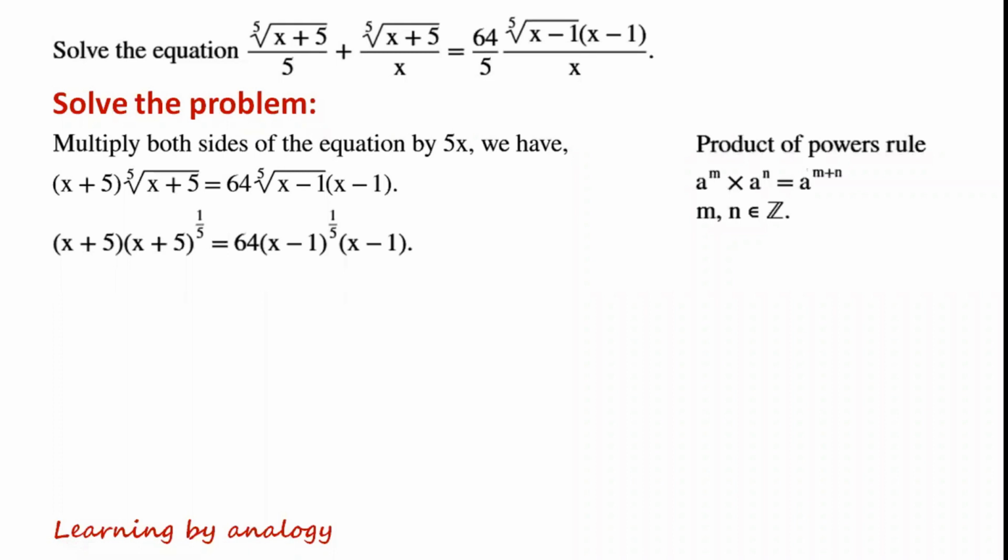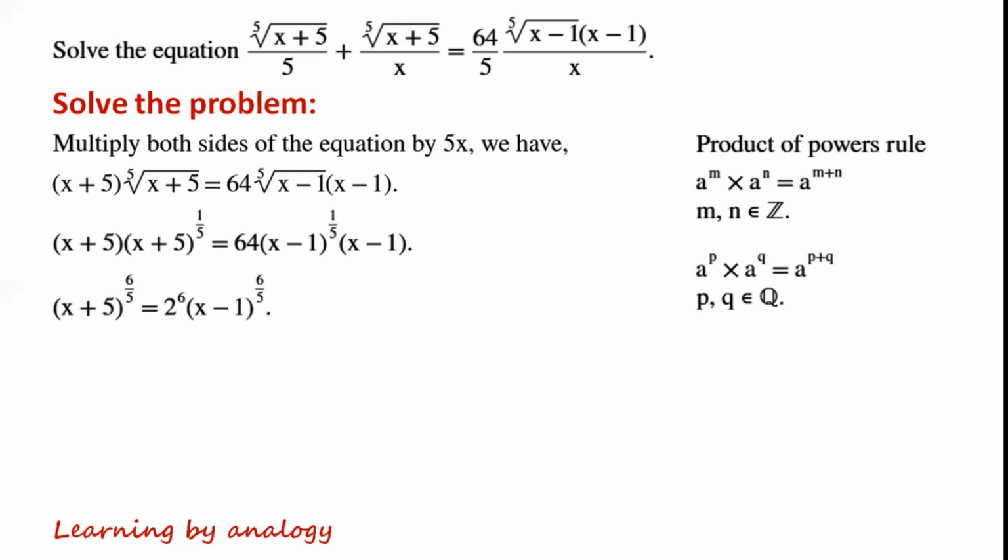The product of powers rule states that a to the power of m times a to the power of n equals a to the power of m plus n, where m, n are integers. This rule also applies to p, q, which are rationals. Now we apply this rule to the equation.